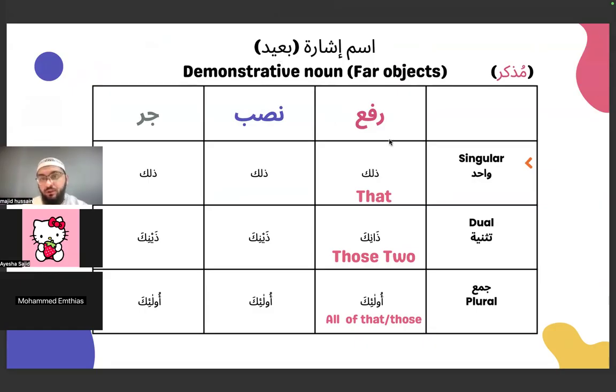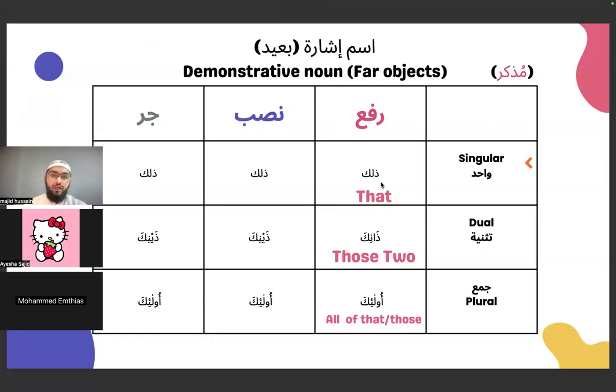We use the word in the singular form for the masculine ذَلِكَ. In the state of rafa, it remains the same in the state of nasab and jar. And in the form of dual, we use the word ذَانِكَ, meaning those two, which are far from me, hard to access. And instead of nasab, ذَيْنِكَ, and instead of jar, ذَيْنِكَ.